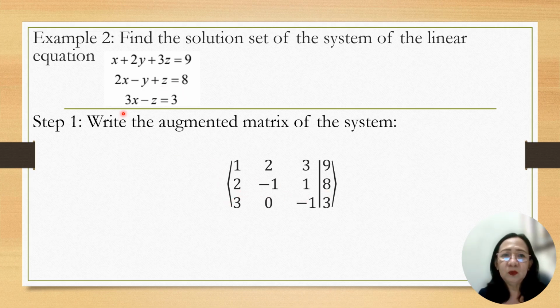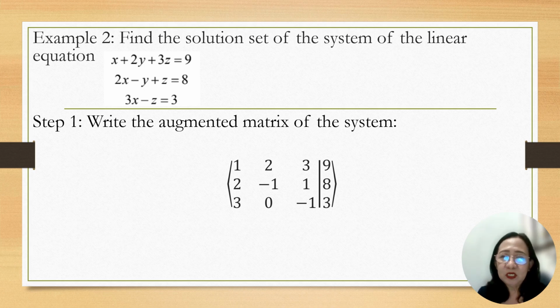And the third row will be from the third equation, 3x minus z. So we have 3 for x, 0 for y, and negative 1 for z. And the constant is 3. So 3, 0, negative 1, 3. So this is the augmented form of our system of linear equation.